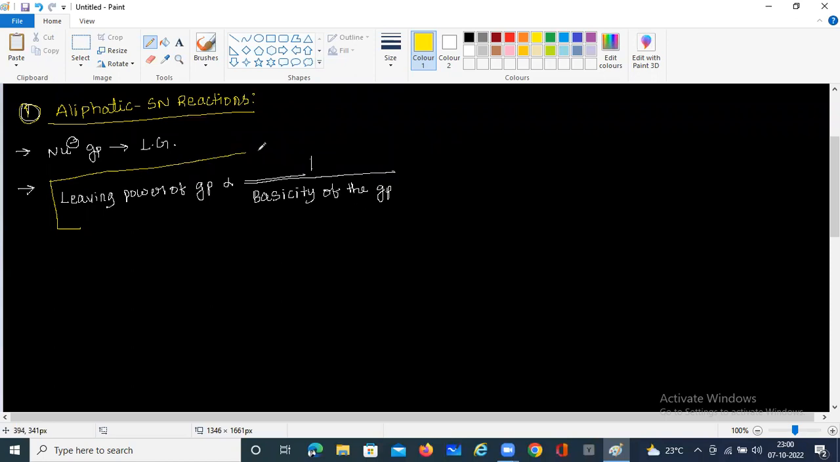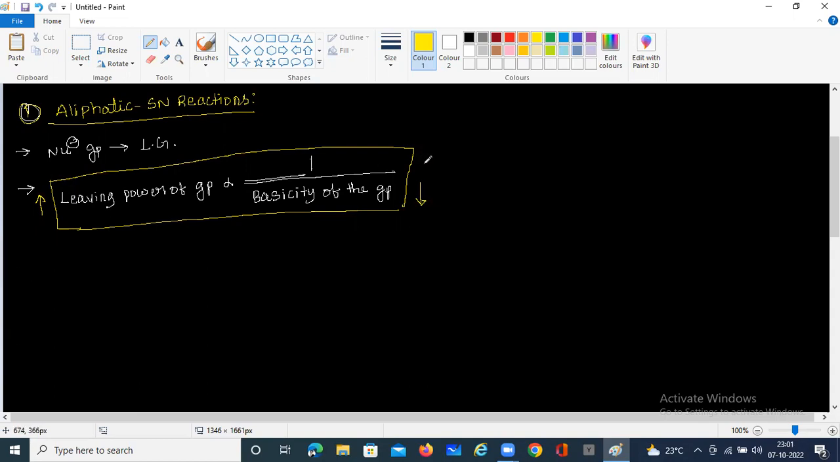See beta, this is one of the important relations, so that's why I am keeping it in the box. The leaving power of a group is always inversely proportional to the basicity of the group. So the weaker the basicity, the more easily it can leave the group. That's all.